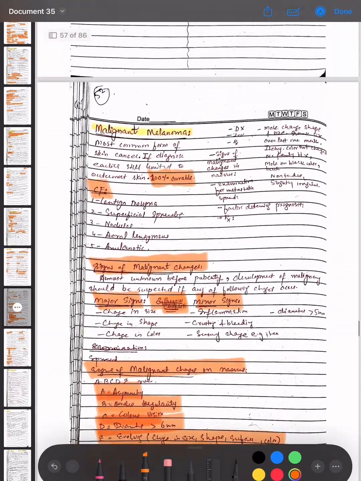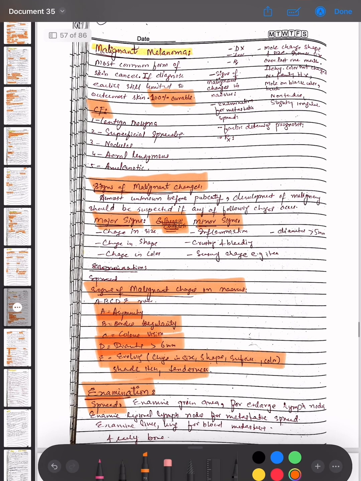Okay, so what we have discussed is malignant melanoma. Its scenario: a mole changed its size and shape and increased in size over the last 1 month. It is itchy and the color has changed. No family history. The mole is black in color and is on the back, and it is not standard and is slightly irregular. So these are the clinical features in the diagnosis, investigation, treatment, signs of malignant changes in naevi, and examination of metastatic spread, factors determining prognosis and treatment options.